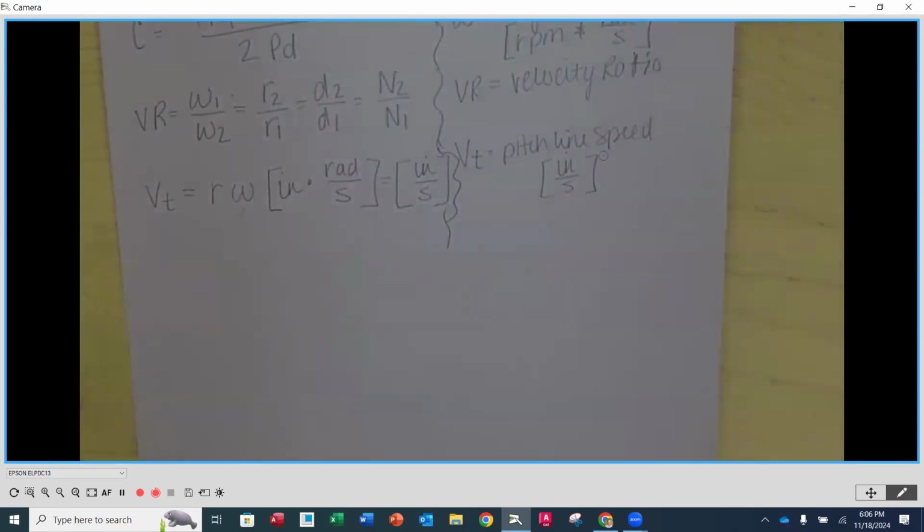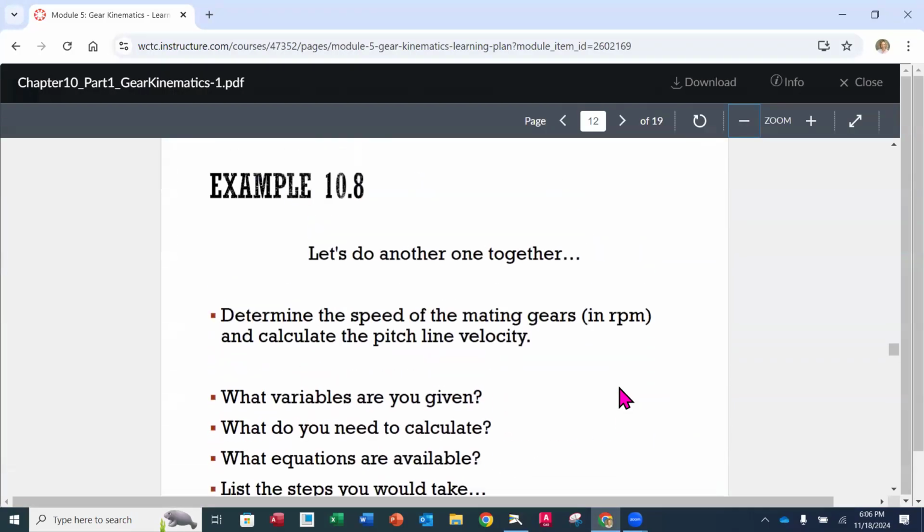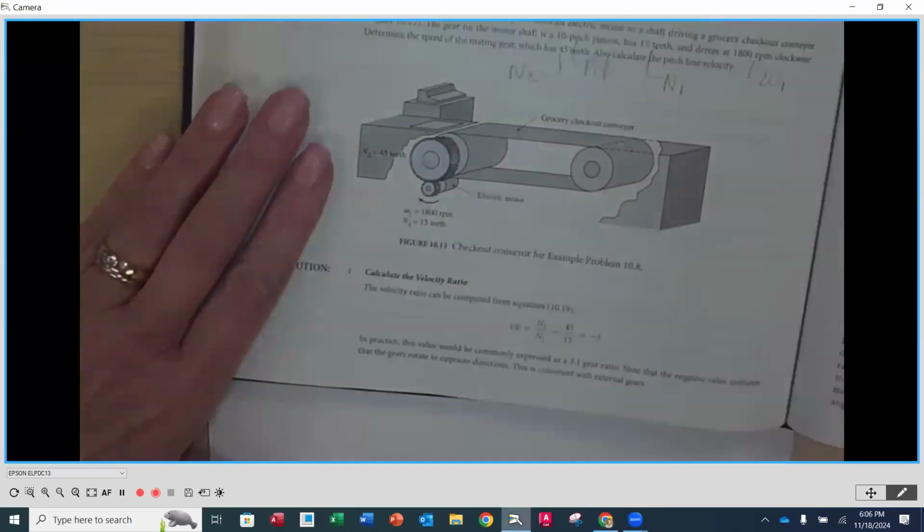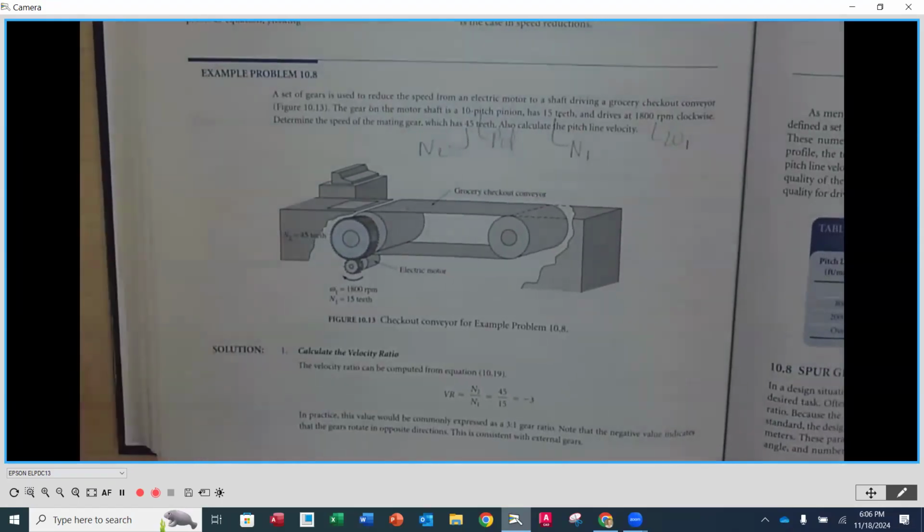All right, I think we're probably ready for another example. Example 10.8. The example that we're going to look at is example problem 10.8.